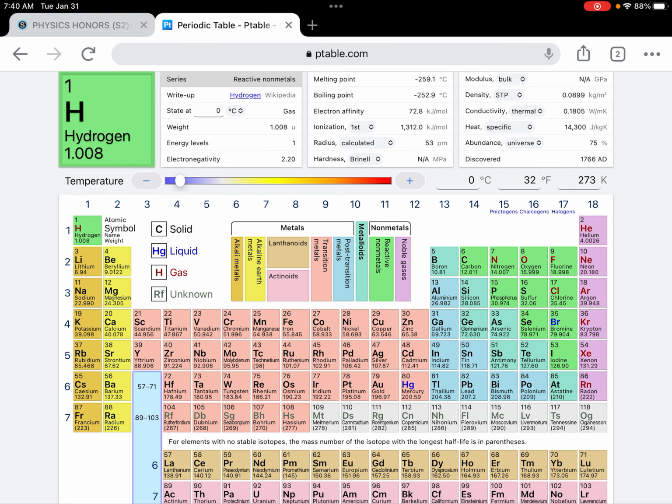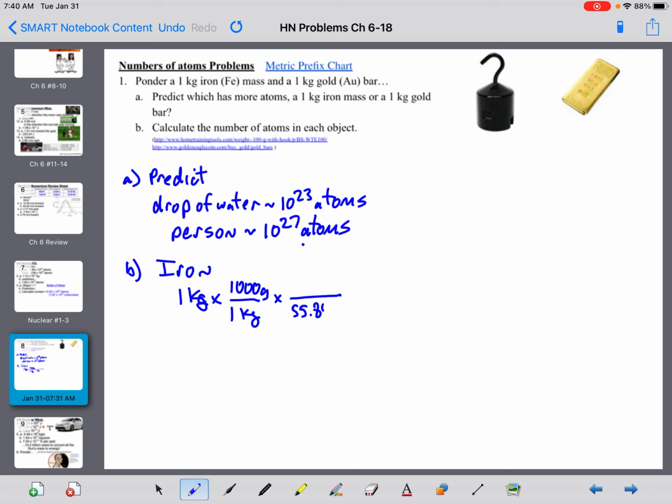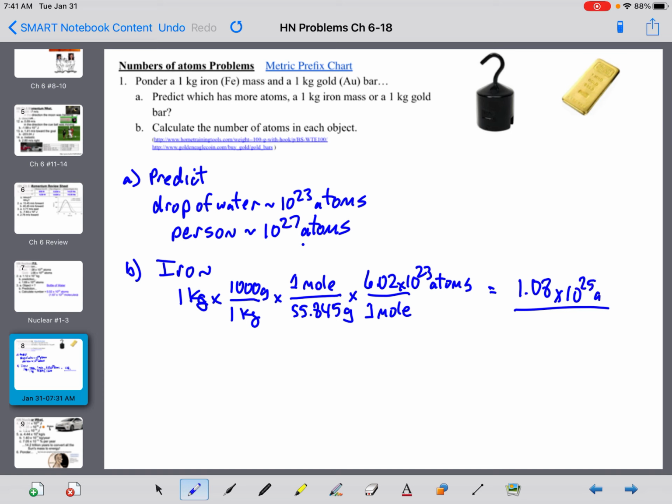iron element number 26. So in element number 26, I can see that it has an atomic mass of 55.845. That's the atomic mass in atomic mass units, but it's also how many grams there are in a mole of that substance. So I'm going to pull that number over. 55.845 grams in 1 mole. Remembering your chemistry, 1 mole, Avogadro's number, 6.02 times 10 to the 23rd atoms. So that converts us from 1 kilogram into a number of atoms. And for iron, we get 1.08 times 10 to the 25th atoms.